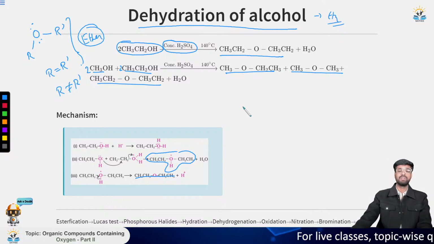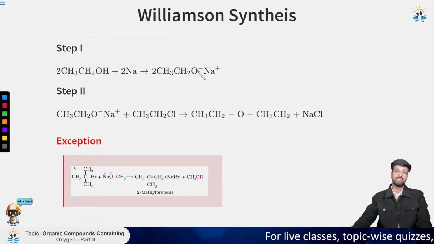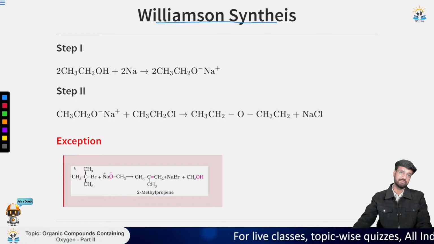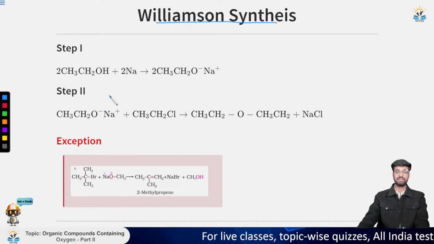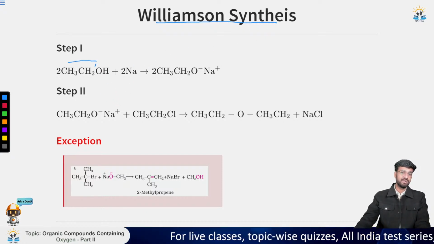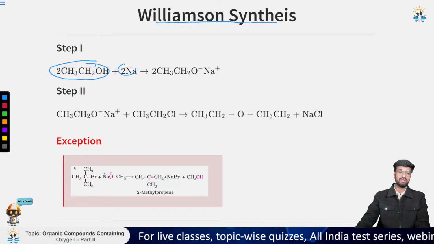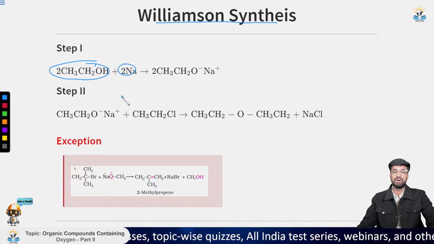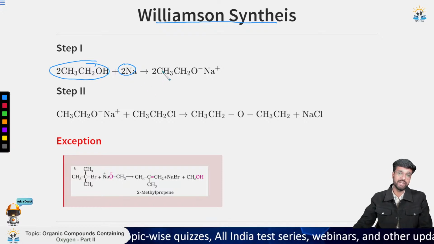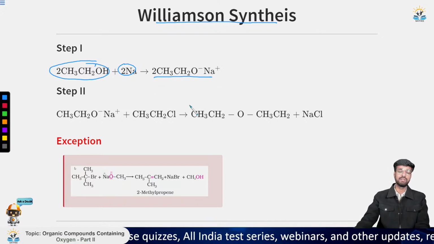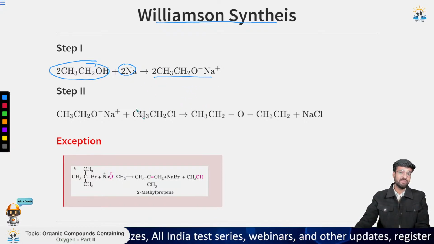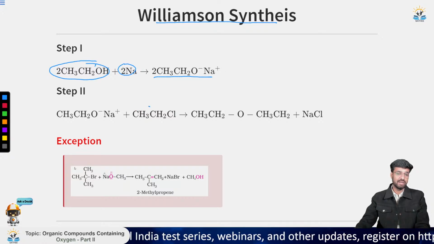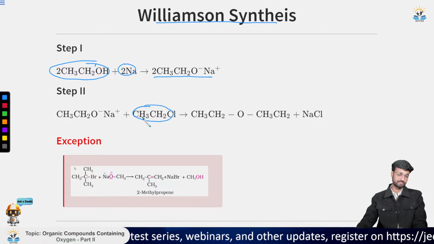Now second is the most important method, that is Williamson synthesis. So what do we do in Williamson synthesis? We take an alcohol here and we react it with a metal. Those who have seen it earlier must know that on reaction of alcohol with a metal, we get an alkoxide. Now in the next step, this alkoxide will attack an alkyl halide here.